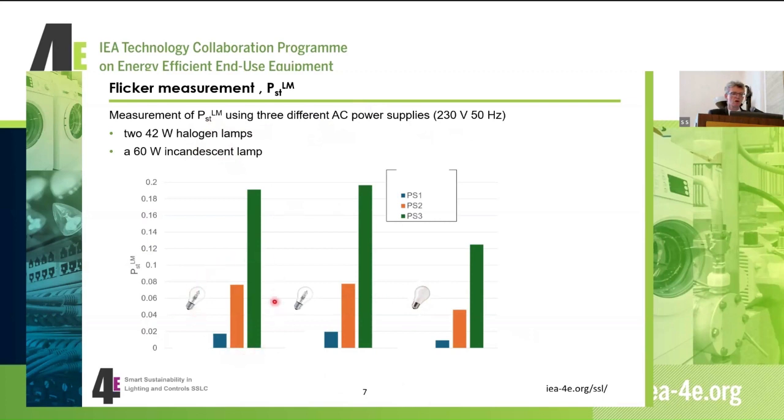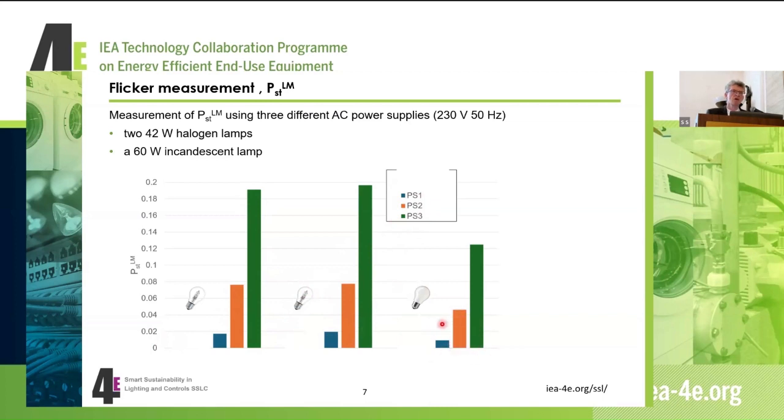Let's just look at one here. This is one of the halogen lamps we have. For power supply number 1, we have a value below 0.02. But as you can see, with power supply number 2, we have a value that is 4 times higher. And with power supply number 3, we have a value that is 10 times higher, really very much higher. We see exactly the same for the other halogen lamp, and similar for the incandescent lamp.